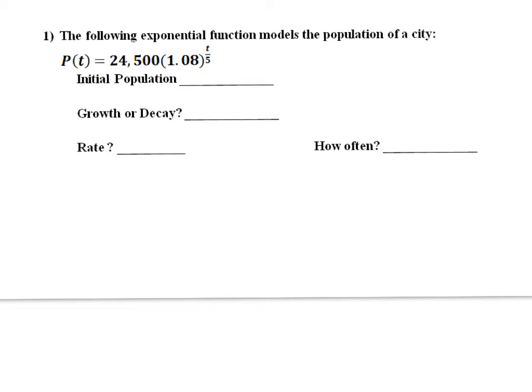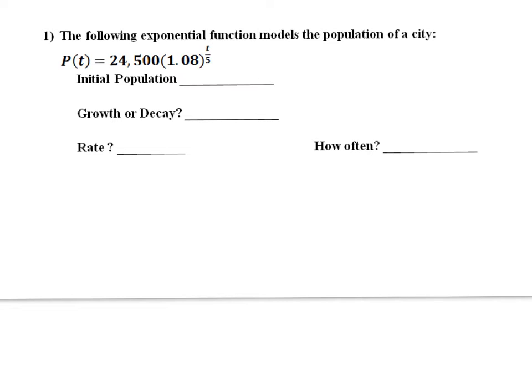So let's go ahead and analyze some exponential functions. We had some exponential modeling earlier in this unit, but for this one we're going to call P of t the population. So my function's written in terms of P of t is equal to 24,500 times 1.08 to the t over 5. So we want to be able to analyze what each part of this function stands for.